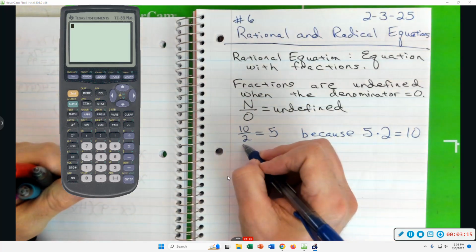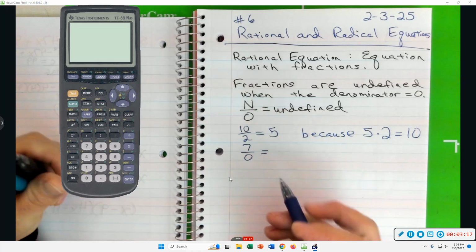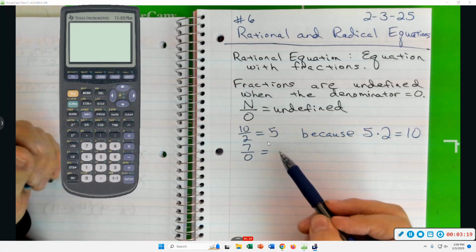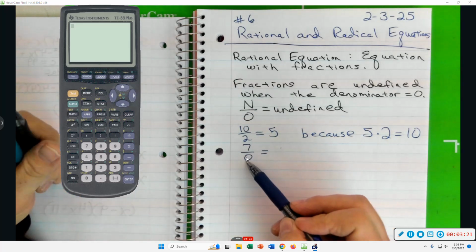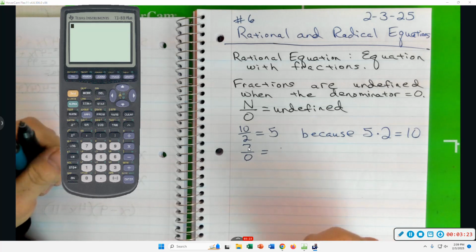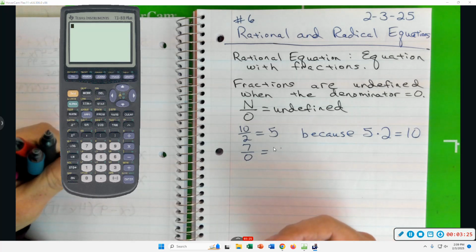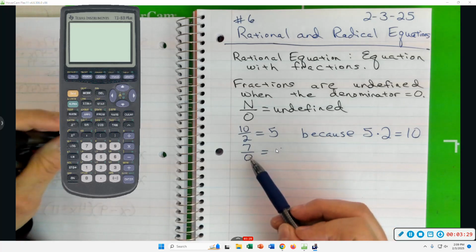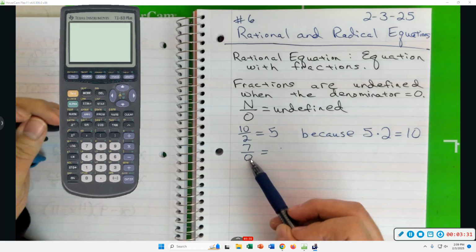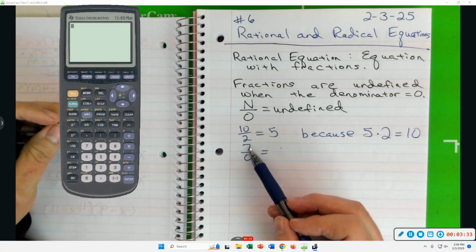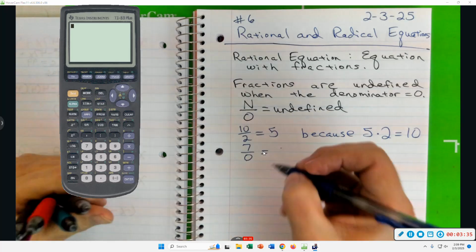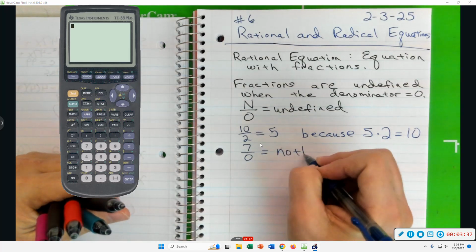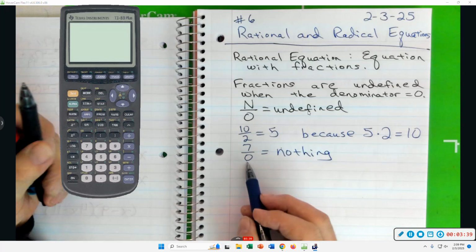Suppose we have 7 divided by 0, or any number divided by 0. What number times 0 will give you 7? No matter what you put there, when you multiply it by 0, what are you going to get? Are you going to get a 7? No, that is nothing. That's why division by 0 is undefined.